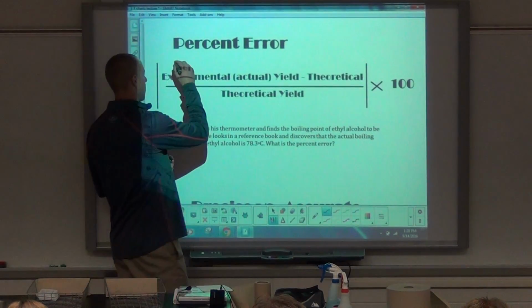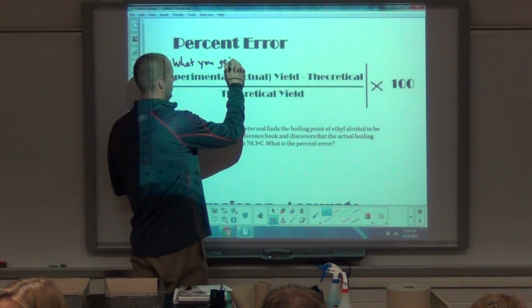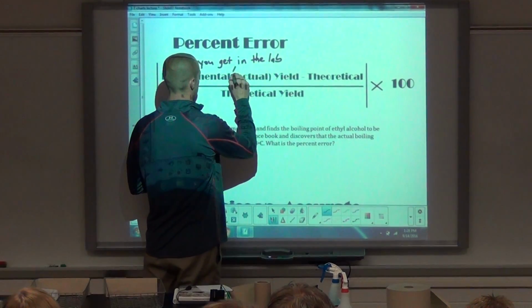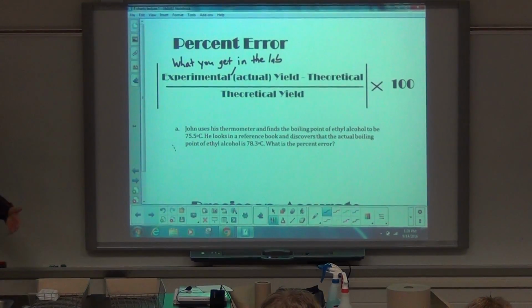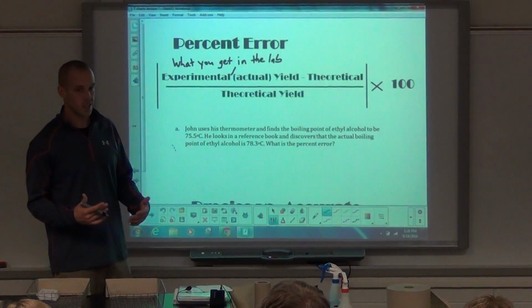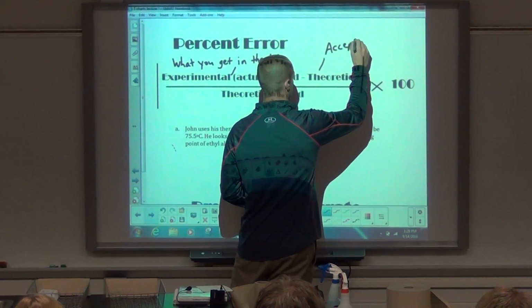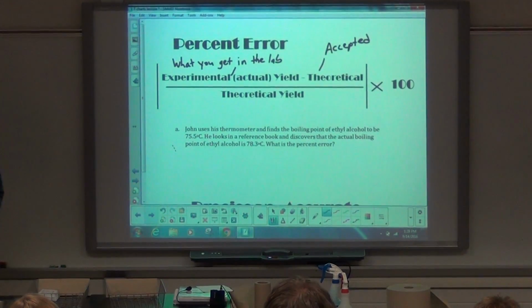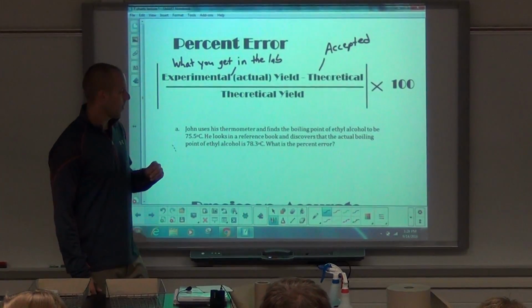So by experimental here, this is what you get in the lab. That goes with experimental. Okay? Now, we all know that the boiling point of water is not actually 92 degrees Celsius, right? It's 100 degrees Celsius. That 100 degrees Celsius, that's what the theoretical value is. So that's the accepted value. So the value that scientists that are smarter than us have found it to be. Okay? So that's our accepted value.